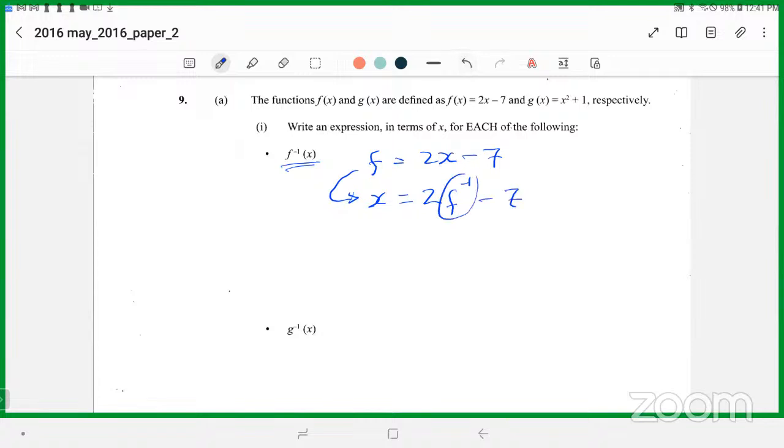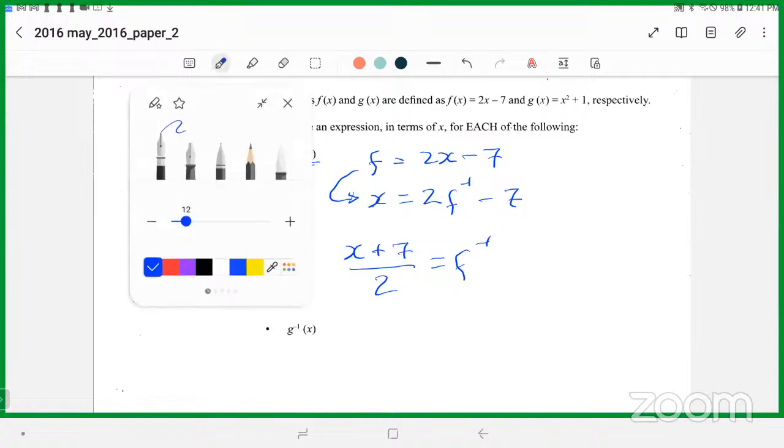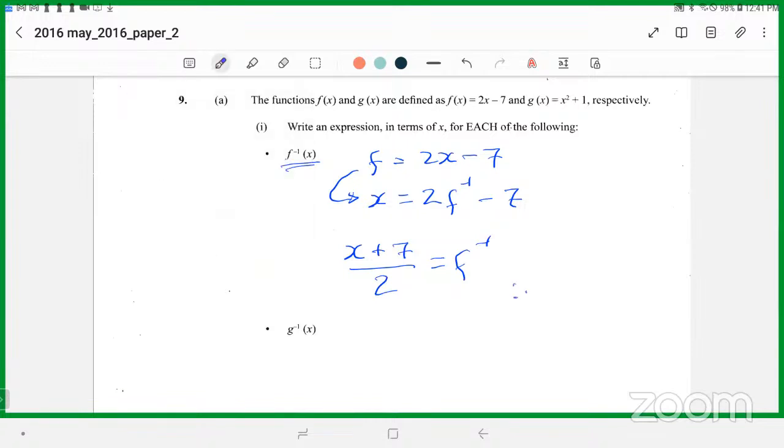Then I'm trying to make this the subject. I'm going to transpose the 7 first and get x plus 7. I'm going to divide by the 2 afterwards. That leaves me with f to the -1. And so that is it. I can write that therefore f to the -1 of x is equal to x plus 7 over 2. The inverse is a function of x. So that's it.